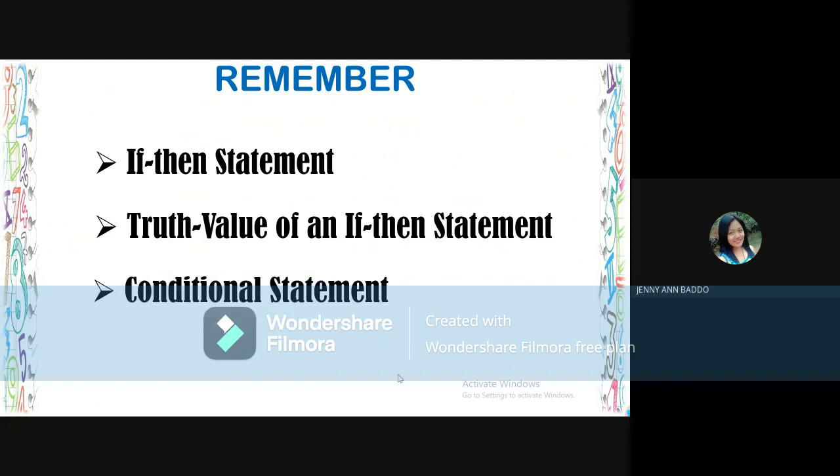And aside from the if-then statement, we also have three other conditional statements. We have the inverse, the converse, and the contrapositive. For the converse, it's in the form if Q then P. Inverse is in the form if not P then not Q. And contrapositive is in the form if not Q then not P.